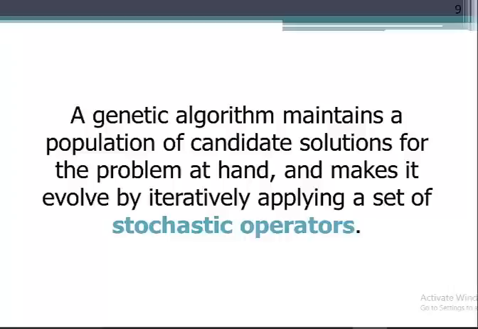So I hope this is clear. This was the basic introduction of genetic algorithm. In the upcoming lectures, I will go into the technical details of the genetic algorithm, and I will try to explain genetic algorithm using some examples, and we will discuss these sophisticated operators in more detail as well.